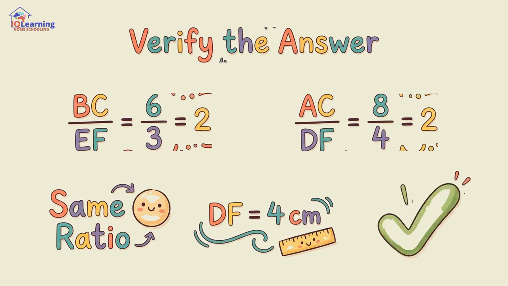Similar triangles work because all corresponding sides scale by the same amount. Once you find the scale factor, the rest becomes straightforward.